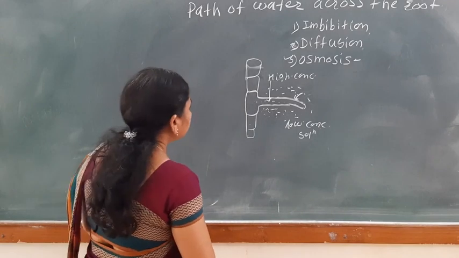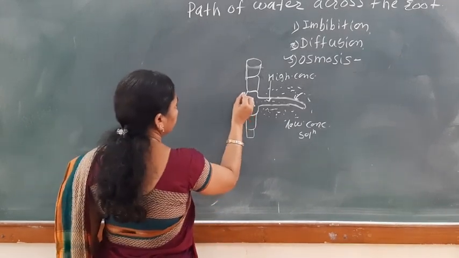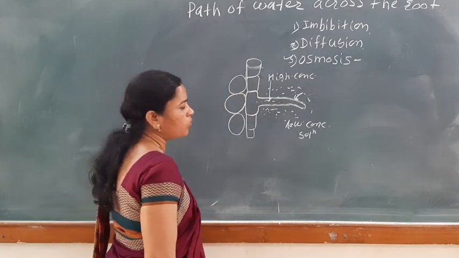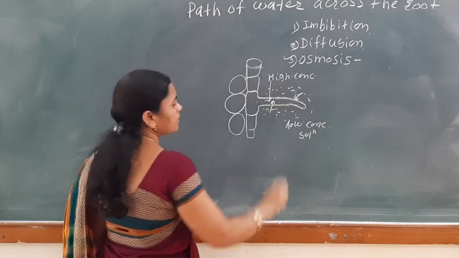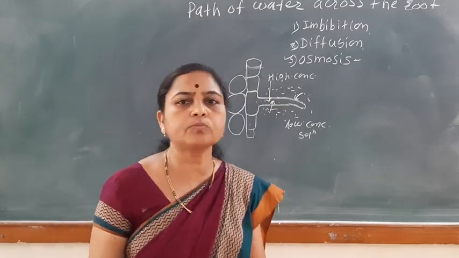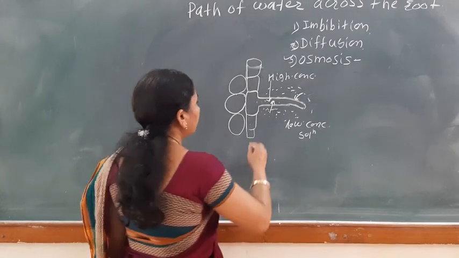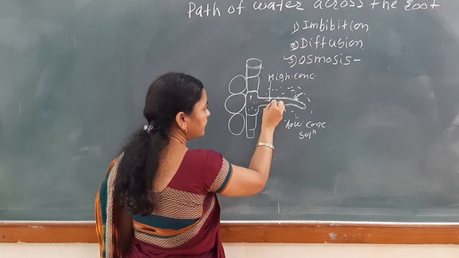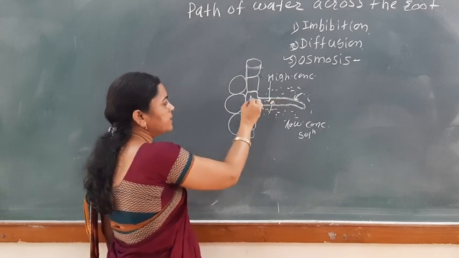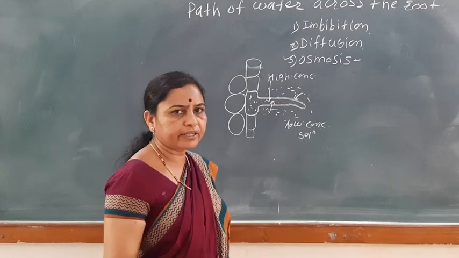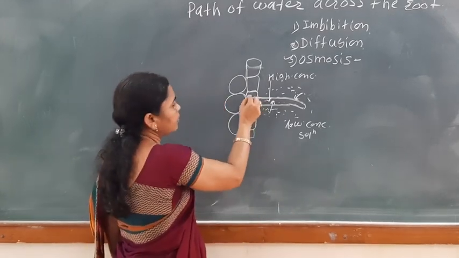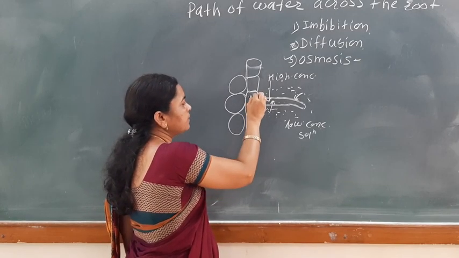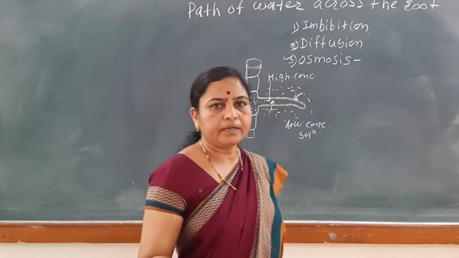Then near the root hair cell there are the cortical cells. When water enters the root hair cell by the process of osmosis, the concentration there is high, but when water enters the cell, the concentration decreases. So the cell sap concentration decreases, that is, the DPD becomes low.